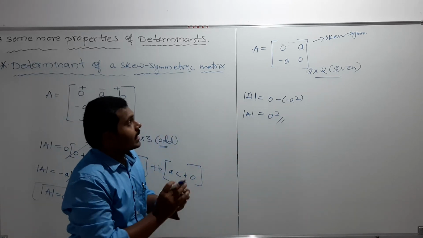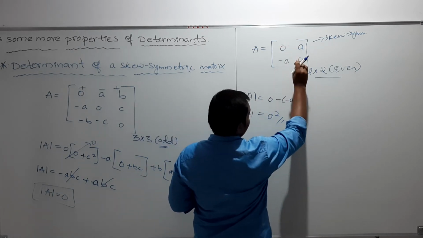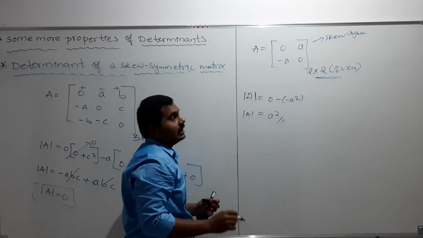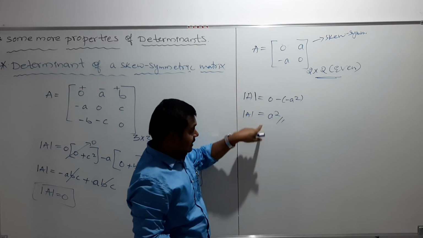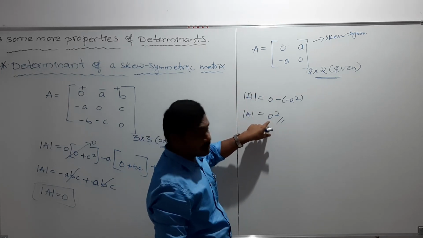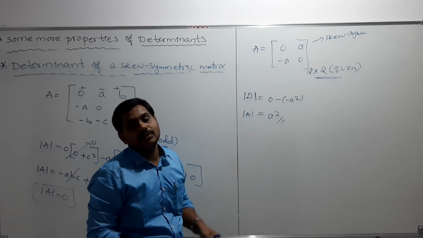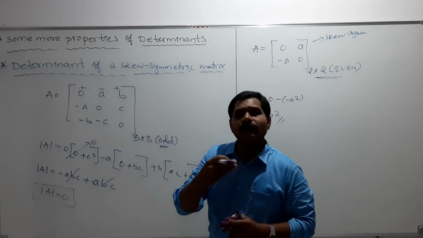Clear? So if your matrix is a skew symmetric matrix and the order is even, then the determinant value of this matrix is a perfect square; here you will get a square. Clear? Like this you can solve these questions. So please remember, these results are very important.